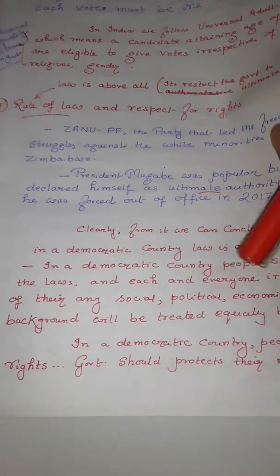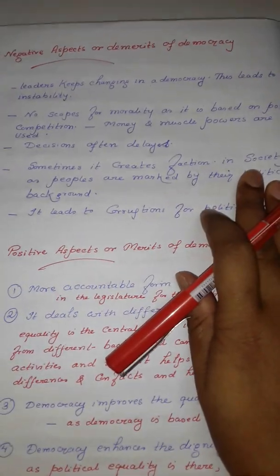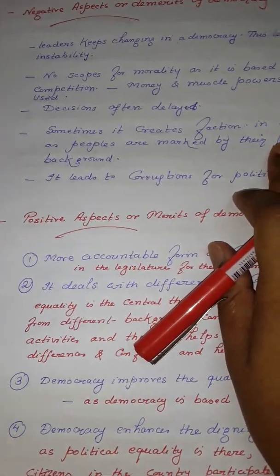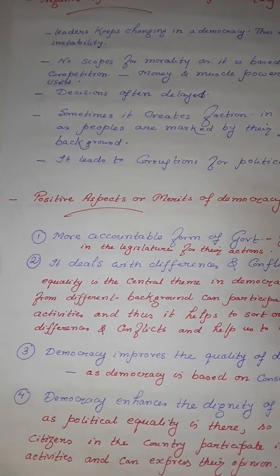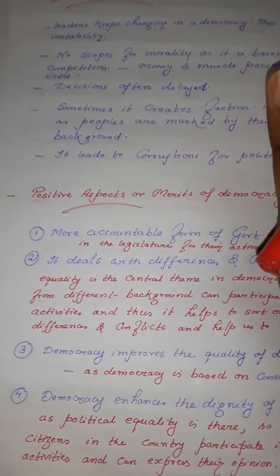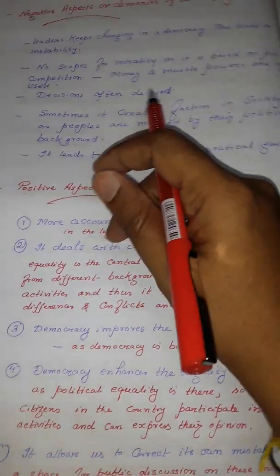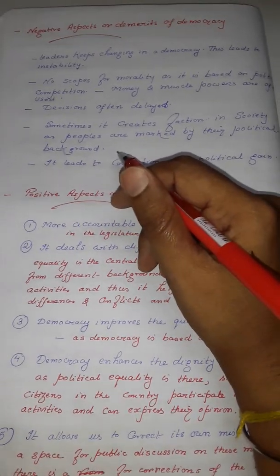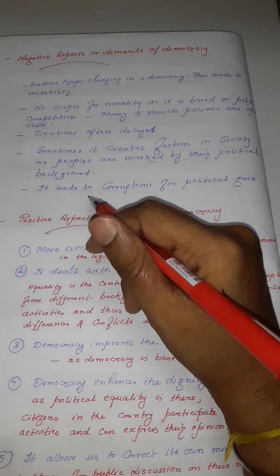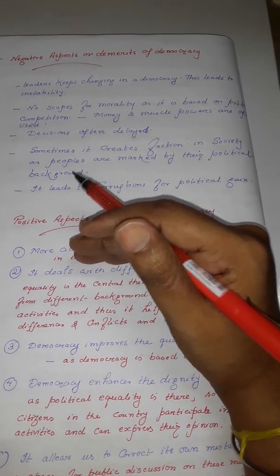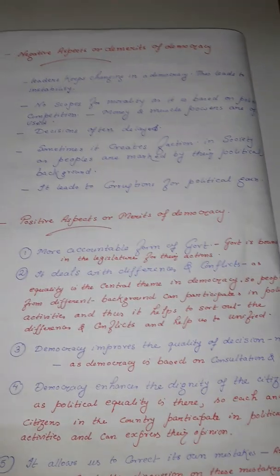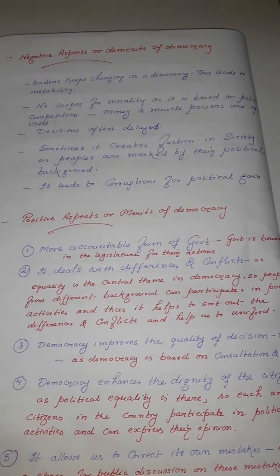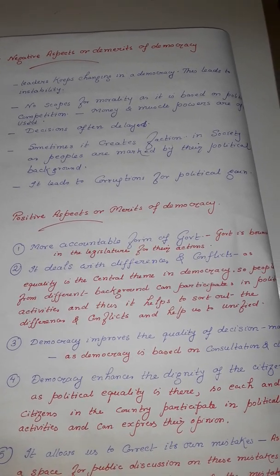Now, come to the next topic, the negative aspects or demerits of democracy. In a democracy, as elections are held, if a political party does not perform well, then that political party changes, so it leads to instability. This is one of the factors. Next, it is said that in a democratic country there is no scope for morality, because every political party tries to win the elections either through money or muscle power. Third, decisions often get delayed, as a lot of consultation is required in democracy.